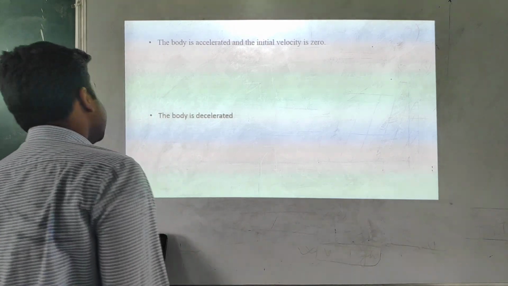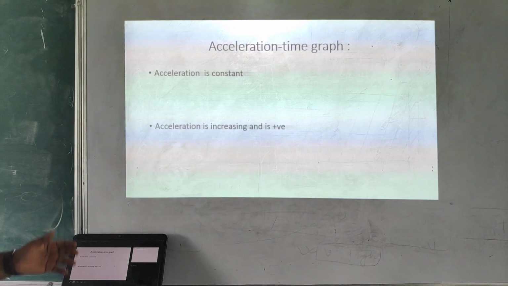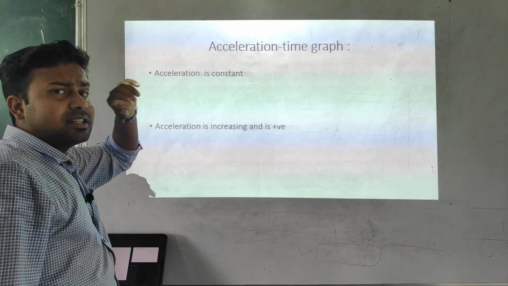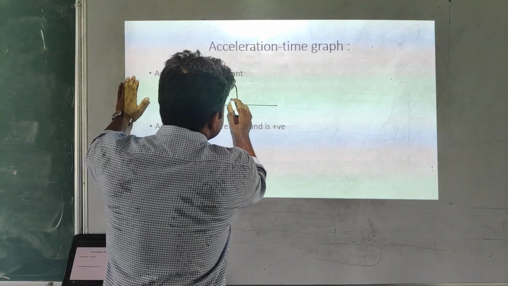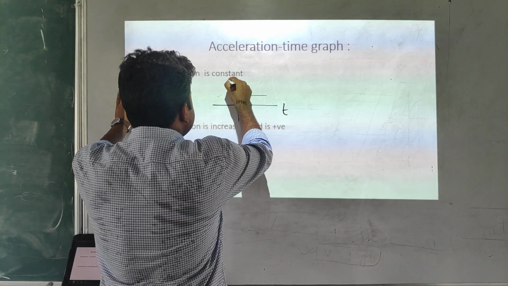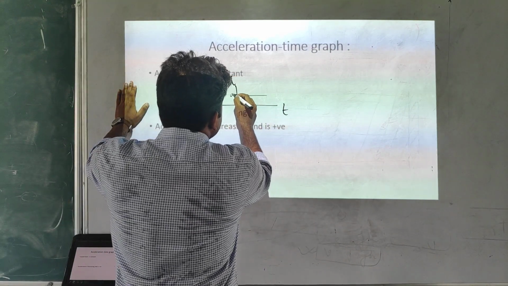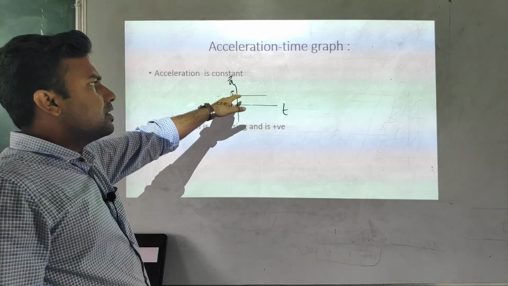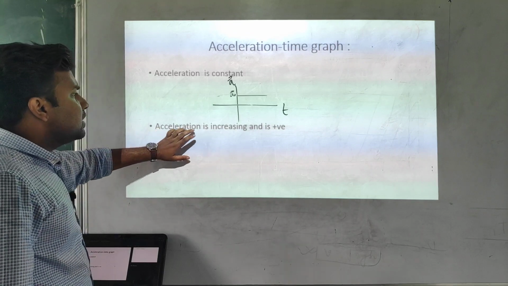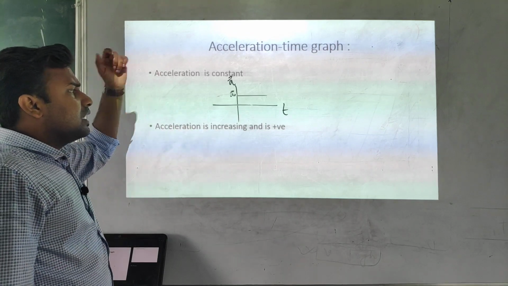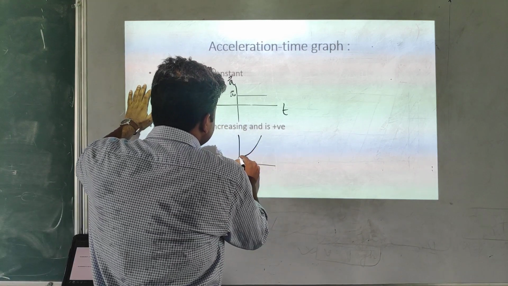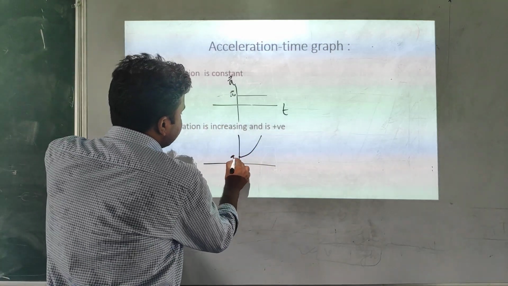Now students, next, the acceleration time graph. Try to understand the acceleration time graph. If acceleration is constant, again you will get the line that is parallel to the time axis. It's an accelerated motion, and here it's a naught acceleration. Now acceleration is increasing and it's positive. I'm assuming the initial acceleration is not zero, so here it's a naught.